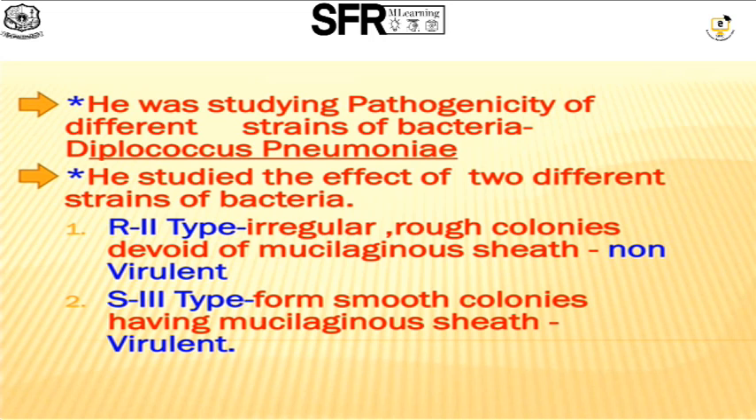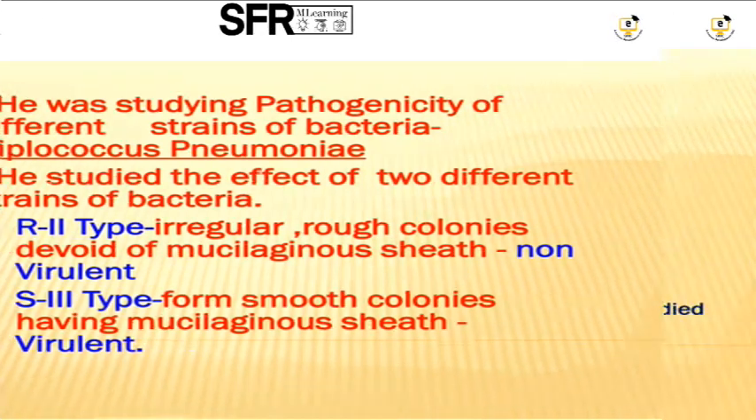So he studied the effect of two different strains of bacteria. One is the R2 type, the second one is the S3 type. The R2 type has irregular rough colonies devoid of a mucilaginous sheath, so it is otherwise known as non-virulent. The second, the S3 type, has smooth colonies having a mucilaginous sheath, so it is otherwise known as the virulent type.